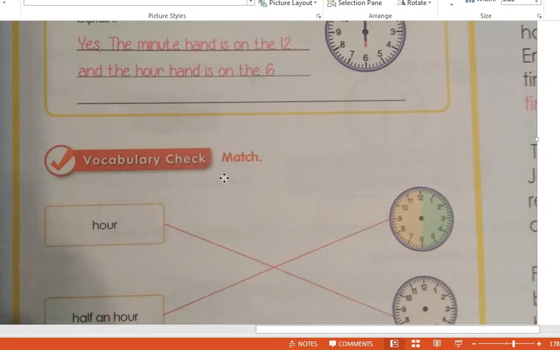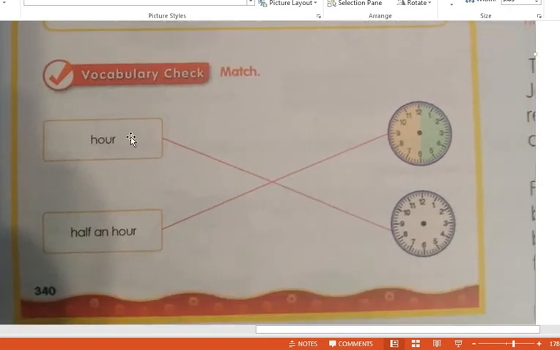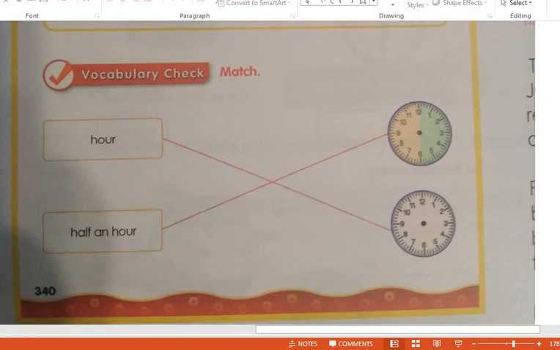Here, vocab check: hour, and half an hour. Don't forget to make the long hand go to 6, and here the short hand goes to 6. Okay. Moving to the other slide.